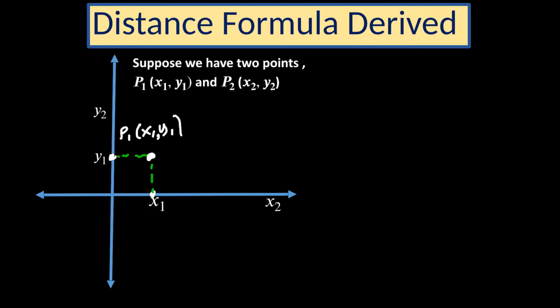Now let's have another point. Point 2 is x sub 2, y sub 2. So if this is our x sub 2, and this is our y sub 2, then this is the intersection, and this is the point, and that is our P2, x sub 2, y sub 2. And if we connect these 2 points, that will give us a line.